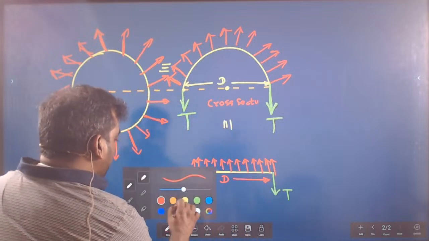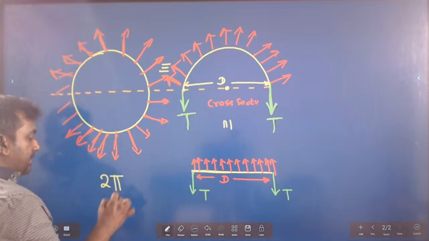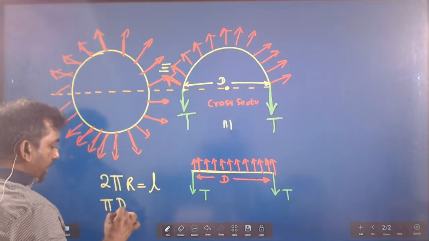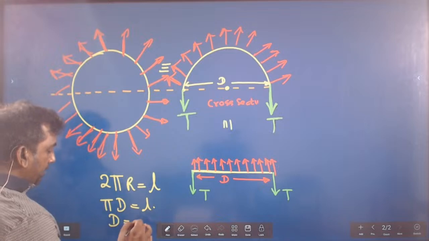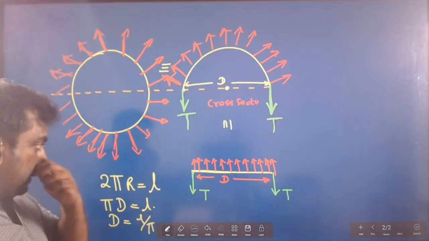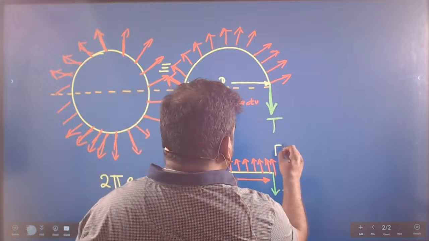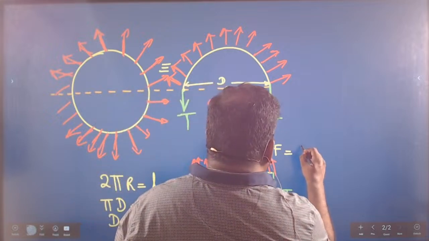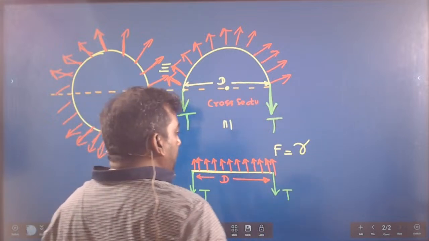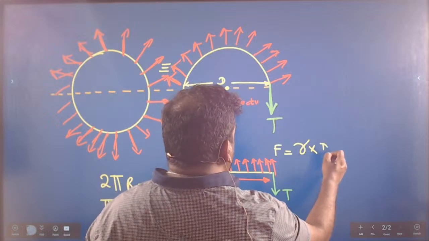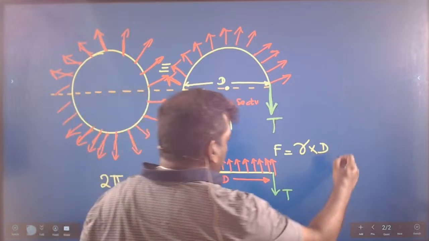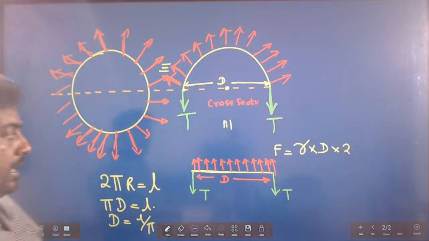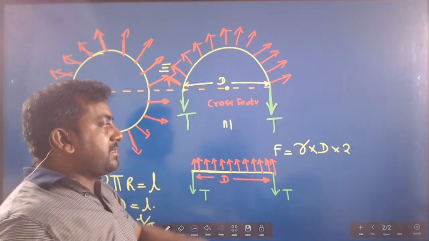Right. Let's look at this carefully now. So circumference is 2 pi r, that is L. Pi times 2r is diameter, that's L. Diameter is equal to L over pi. What is the surface tension force? Force divided by length is surface tension. Surface tension gamma multiplied by the length, which is diameter. Soap will have how many surfaces? 2 surfaces. Look at the board now. What can you say here? Upward forces balance downward forces.